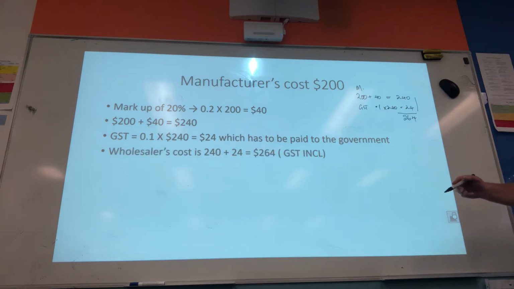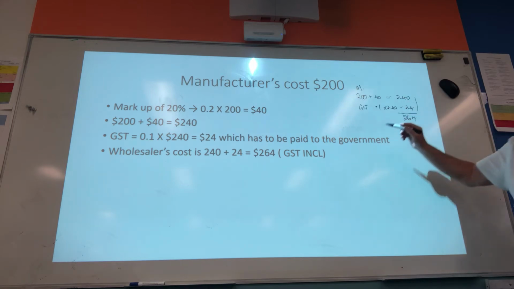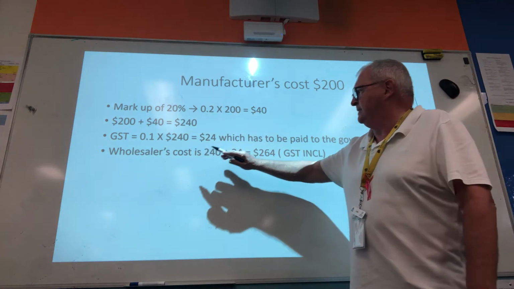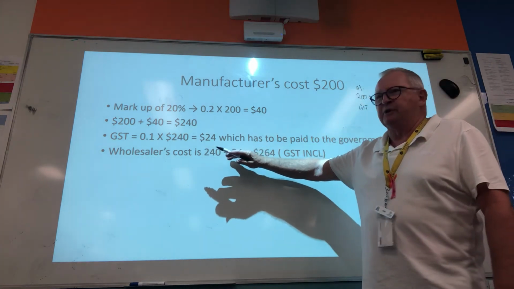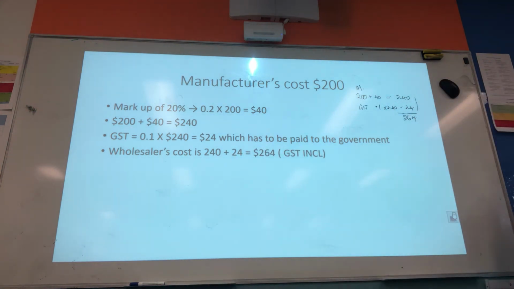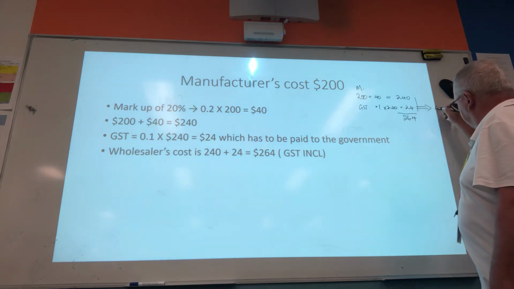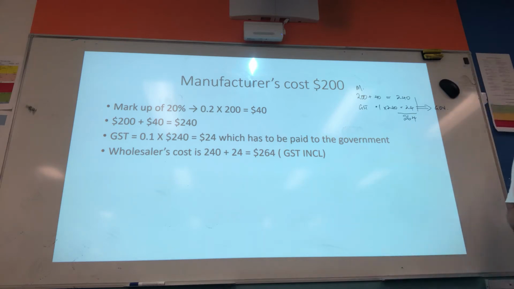Okay? And that is the 240, which is the wholesaler's cost price. That's what the wholesaler has to pay. The wholesaler's cost price is $240. But someone's got to pay the $24 GST. Okay? So for the wholesaler to buy it, they've got to pay $264. But this 24 goes to the government. Is that all right? Chloe, you do know this one, don't you? Yeah. Michaela, you know this one? All right, now let's have a look. Now that's called GST inclusive.